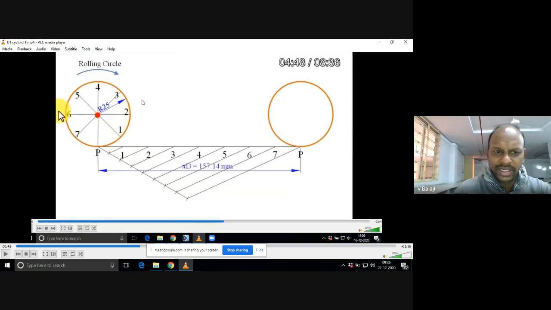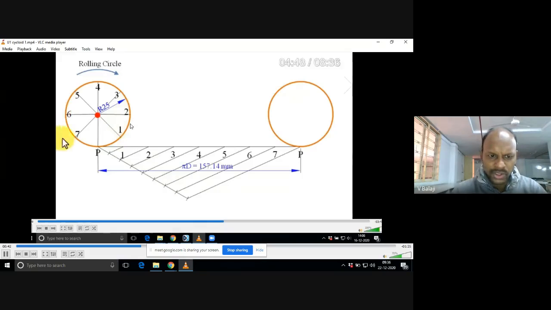So what we have done? First we have taken the rolling circle, divided into 8 parts, and the PP length, pi d, divided into 8 parts. Numbering system is very important. Starting P at the ground, in the anti-clockwise direction we have given the numbering, which is opposite to the rolling circle direction. And exactly this is the center of the circle. Radius is 25.